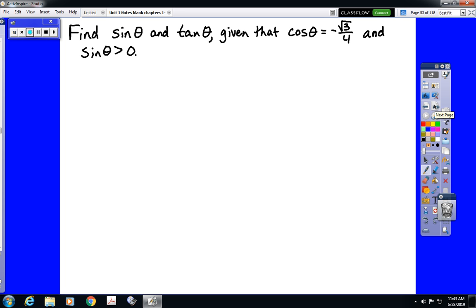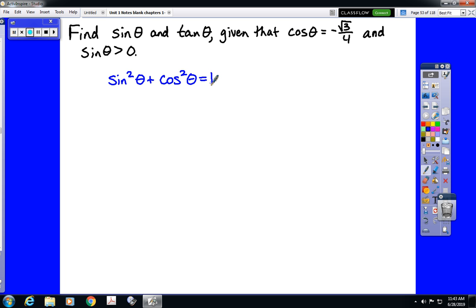So, here's the problem type that we're going to be looking at. Find sine theta and tangent theta, given that cosine theta is negative root 3 over 4, and the sine is greater than 0. We're not going to use that part just yet. So what we need is a trig identity that relates sine, cosine, and tangent. We're going to use our Pythagorean identity that says sine squared theta plus cosine squared theta is equal to 1. And we're going to start with that.